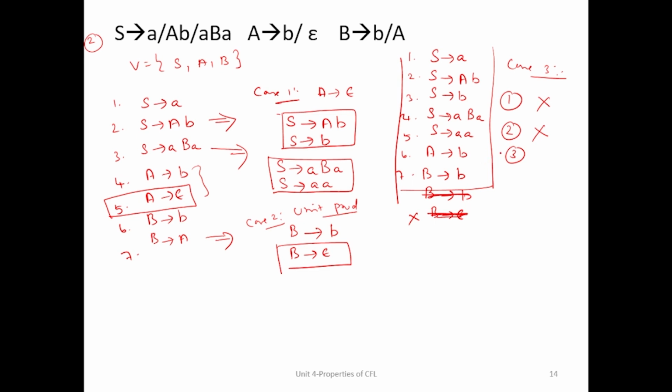So these 7 productions will be considered the simplified CFG because S contains all these notations. So these productions will be considered for a simplified CFG formation.